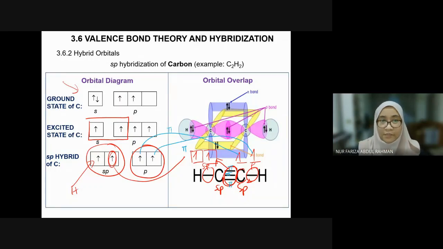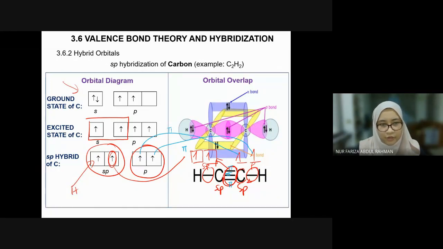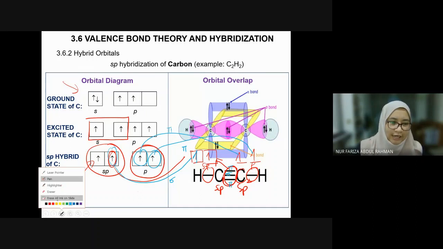Okay, alright, so you can imagine in terms of orbital diagrams. Okay, right. So this, again I showed earlier. This one will overlap with this orbital. So this is the sigma between the carbons. Okay, sigma between the carbons. And these two will form pi bond between the carbons. Okay, let's look at its orbital diagram.